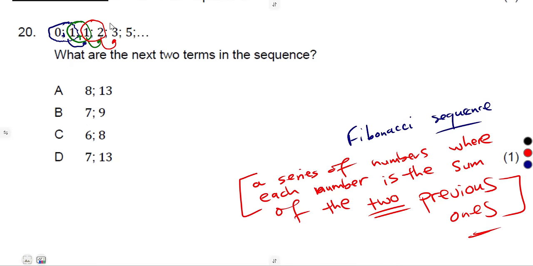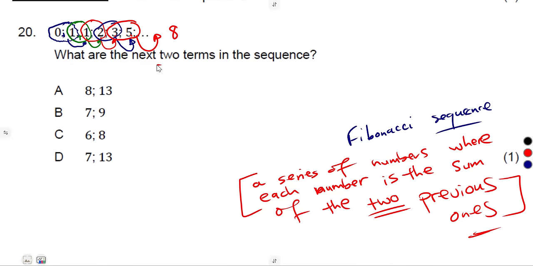Let's move on. 2 and 3. Two terms. 2 plus 3 gives us what? A 5. Continue like that. You're going to notice that here, if I add these two terms, the 3 and the 5, I'm going to get 8. That's the next term.